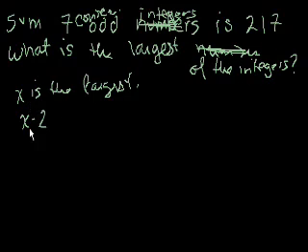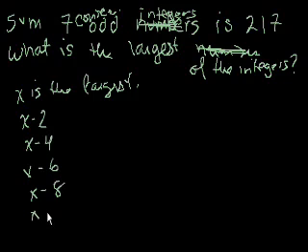So if x is the largest, then the next smallest one would be x minus 2, right? Because it's consecutive odd numbers, not just consecutive. So consecutive odd numbers are like 1, 3, 5, 7. You're skipping the evens, so you're going up or down by 2, depending how you view it. So the next one down would be x minus 2. Then we'll have x minus 4, x minus 6, x minus 8, x minus 10, x minus 12.